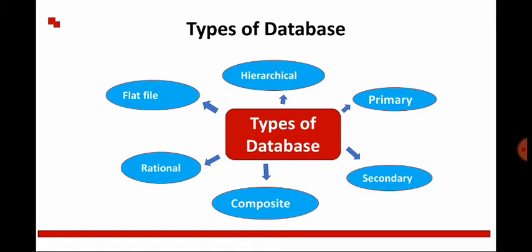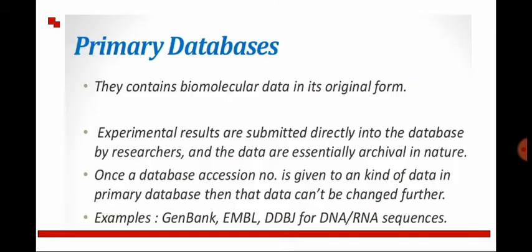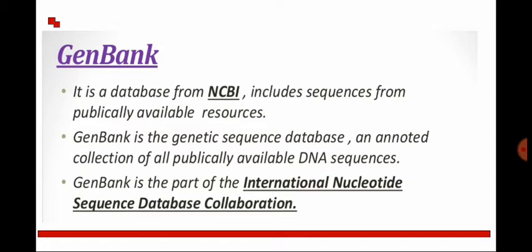Okay, here the examples of primary databases are GenBank, EMBL, DDBJ for DNA and RNA sequences. GenBank is a type of primary database. It includes the sequences of publicly available researchers. GenBank is the genetic sequence database of the collection of all publicly available DNA sequences. GenBank is a part of the International Nucleotide Sequence Database Collaboration.